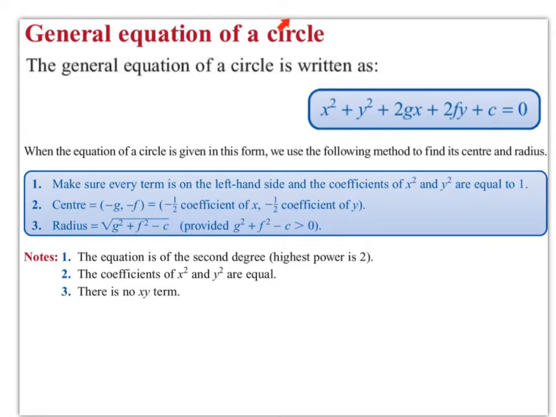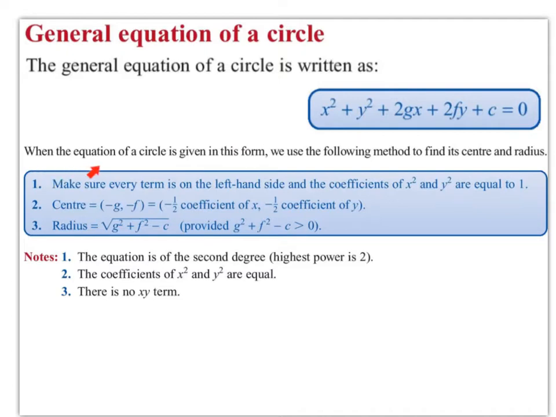General equation of a circle. The general equation of a circle is written as x squared plus y squared plus 2gx plus 2fy plus c is equal to 0. When the equation of a circle is given in this form, we use the following method to find its centre and radius.